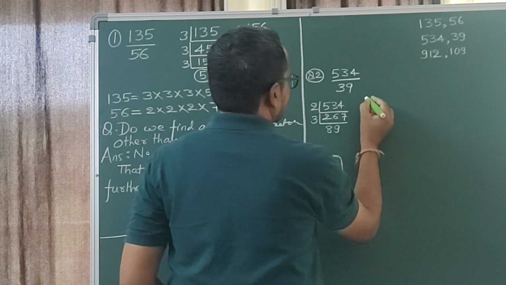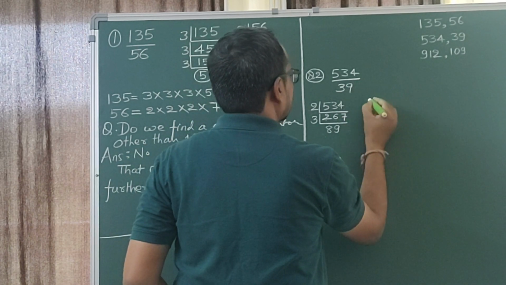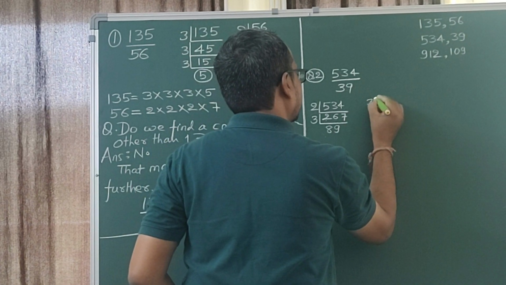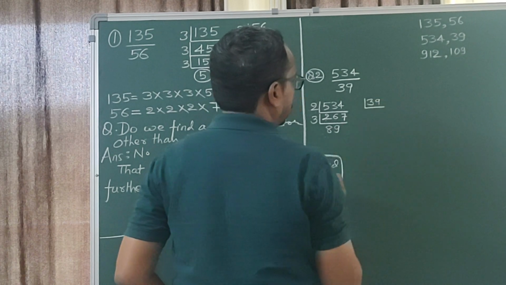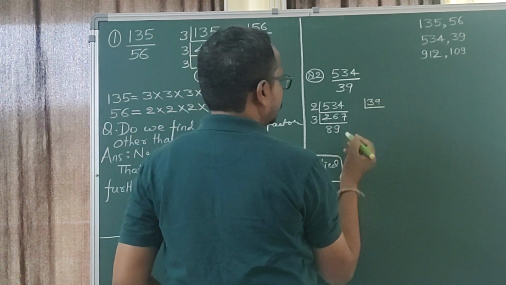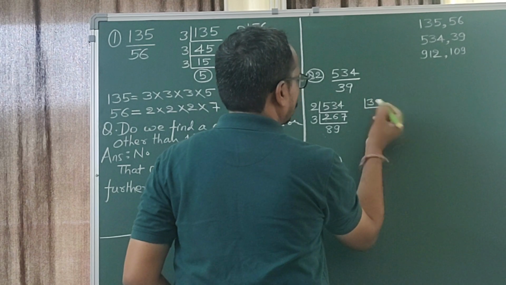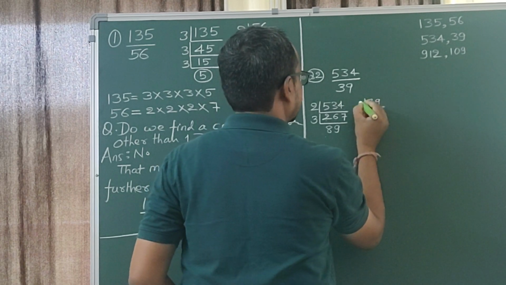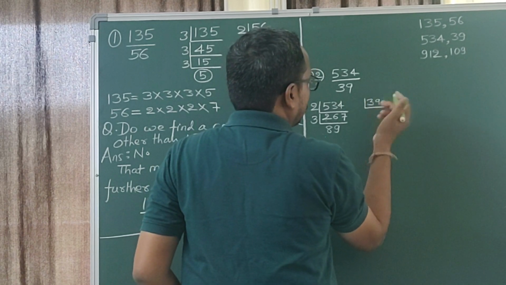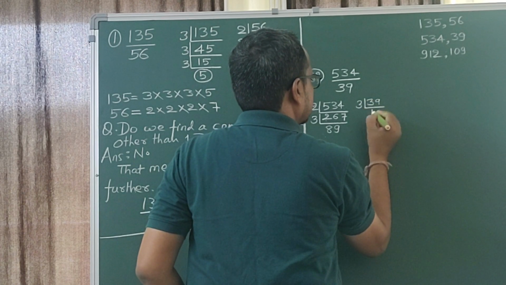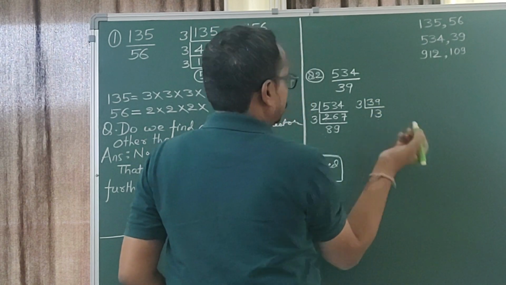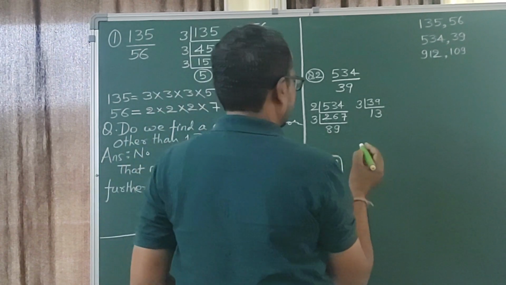So now let us do this as well. 39. Can we try with 2? No, because this is an odd number. So 3, yes, 9 plus 3, 12. So the sum of the digits is divisible, is a factor of, is a multiple of 3. So definitely it is divisible by 3. And 13 is a prime number. So we have to stop here.